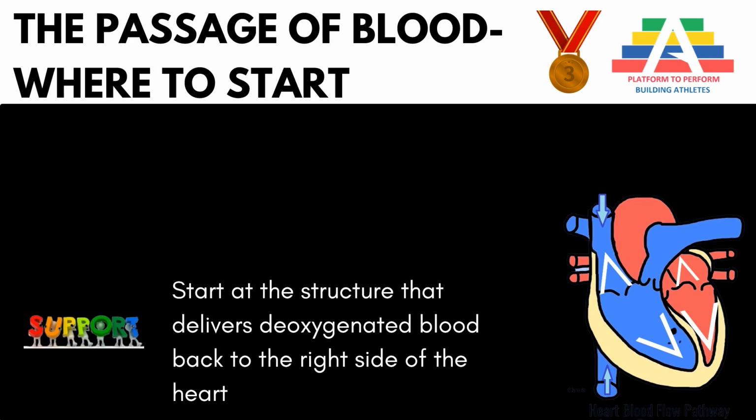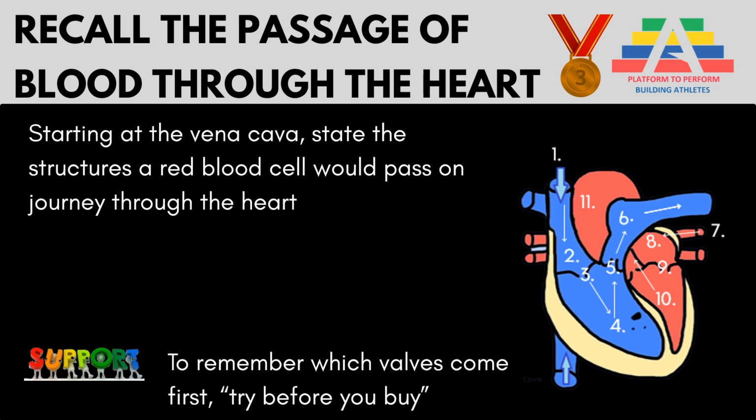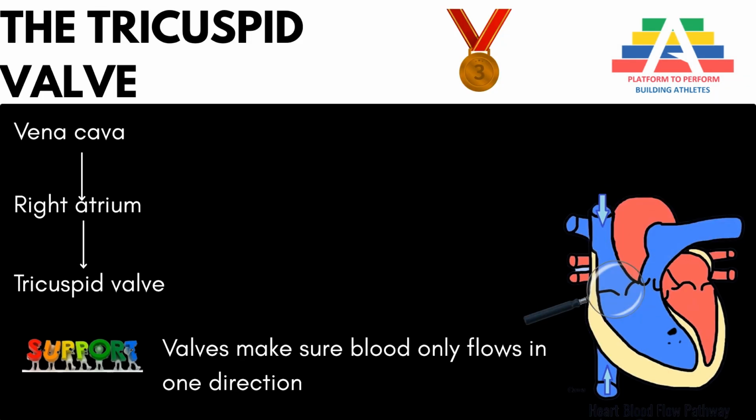We know that deoxygenated blood is going to enter through the right side of the heart, and the first place that it's going to enter once it's gone through the vena cava is the right atrium. An easy way of remembering the first valve that you're going to encounter is that you try before you buy. This means that the first valve you're going to encounter is the tricuspid valve. So we've got the vena cava, the right atrium, and the tricuspid valve.